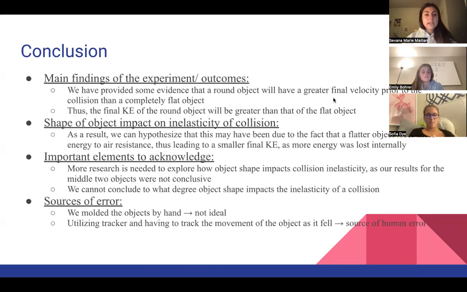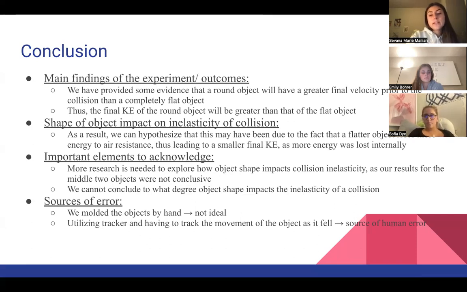So the main findings, we basically provided some evidence that a round object will have a greater final velocity prior to the collision than a completely flat object, and thus the final kinetic energy of the round object will be greater than that of the flat object. And so the shape of an object impacts the inelasticity of the collision.